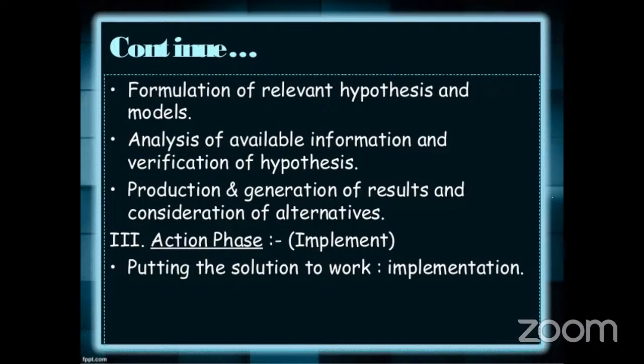Then analysis of available information and verification of hypothesis. So we need to analyze, means all the data is kept in a particular format, and that is to be converted into mathematical equations. Then production and generation of results and consideration of alternatives. So we need to find out the results and we need to consider the alternative things as well. That also we need to see in the second phase.